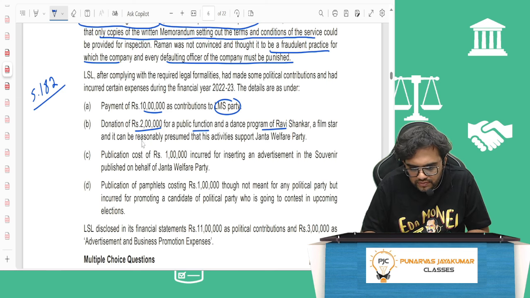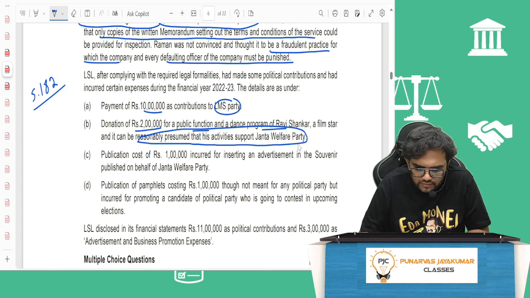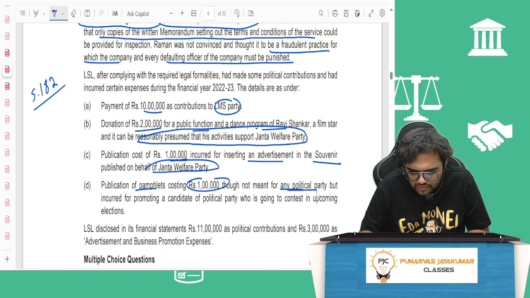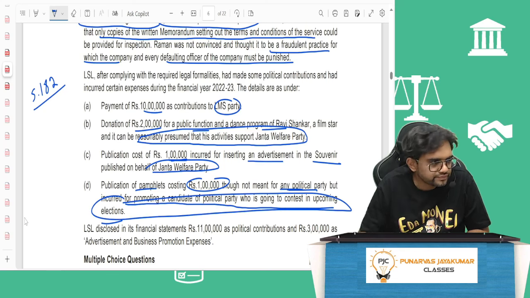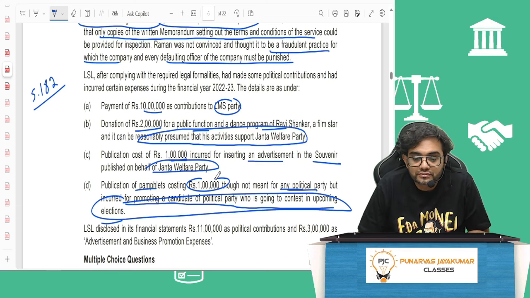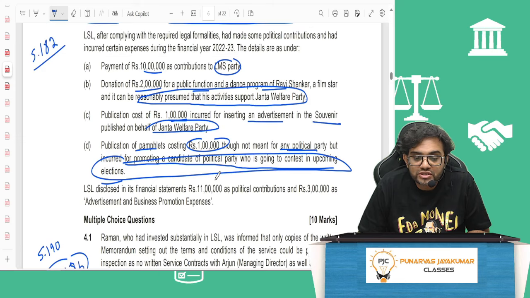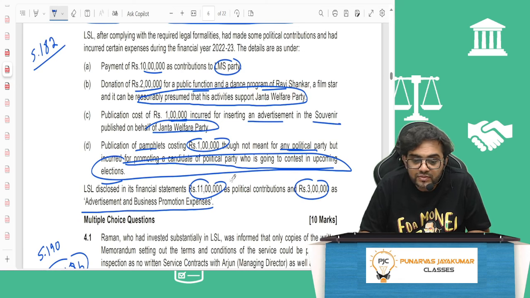Ravi Shankar is reasonably presumed to be part of the Janata Welfare Party. Publication cost of 1 lakh for inserting an ad in a souvenir published on behalf of Janata Welfare Party. Pamphlet costing 1 lakh, though not meant for a political party, but incurred for contesting in the upcoming elections. Disclosed in its financial statements, 11 lakh and 3 lakh as advertisement and business promotion expense.